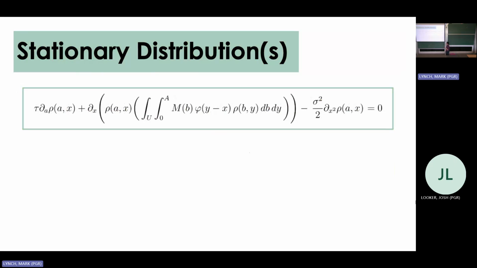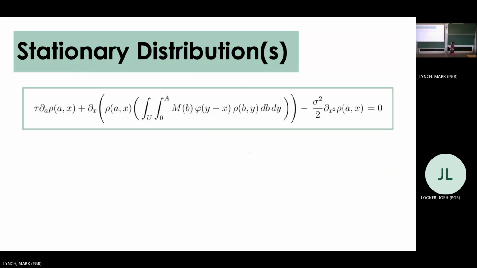Okay, so we want basically to show that there are solutions to this equation, which is tricky because it's a nasty equation. It's non-linear because you have a rho here and a rho here. It's non-local because you're integrating over both other ages and other opinions.